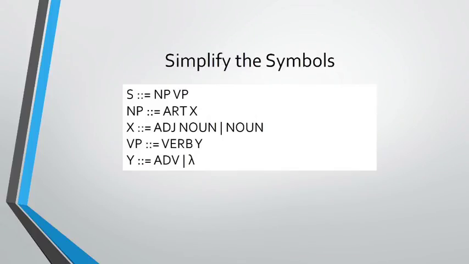Now I'm going to go a step further, and for the sake of saving my wrist and saving space further on in the presentation, I'm also going to simplify the symbols. So instead of writing out sentence, we're just going to use an S, NP for noun phrase, VP for verb phrase, ART for article, ADJ for adjective, noun and verb are pretty obvious, and then ADV for adverb. Okay, so it's the same grammar.